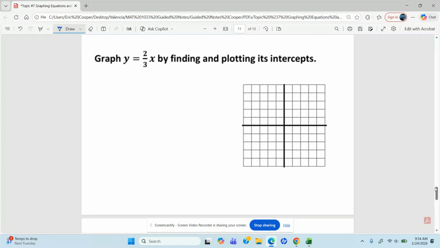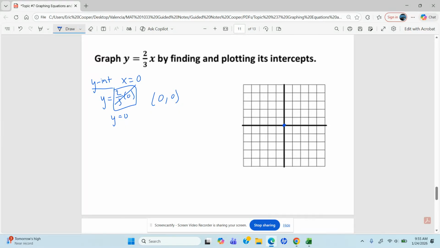Let's look at this problem. We want to graph y equals 2/3 of x by finding and plotting its intercepts. Let's start with the y-intercept. Well, to find the y-intercept, I need to set x equal to 0. So I've got y equals 2/3 of 0. But 2/3 of 0 just cancels and leaves me with 0. So the intercept is at (0, 0).